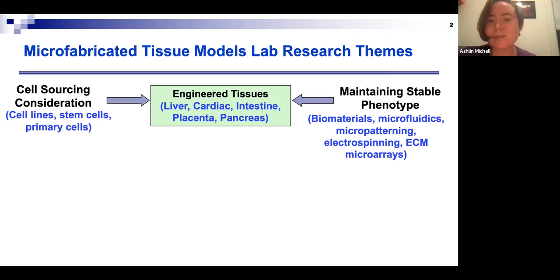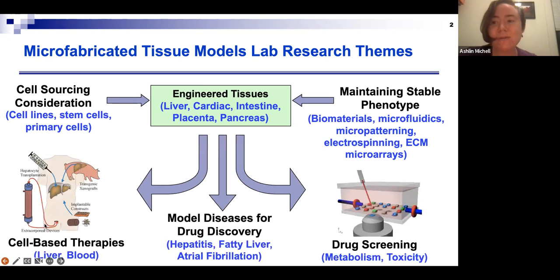The other question we ask is, what environmental cues do we include to maintain a stable phenotype? And this can include everything under the sun, including biomaterials, which incorporates things like stiffness, biocompatibility, extracellular matrix coating. We also incorporate micropatterning, microfluidics, electrospinning, and many more techniques that aren't listed here. And all of these choices are informed by what we want to do with these tissues.